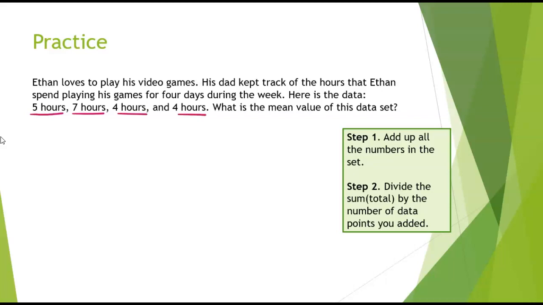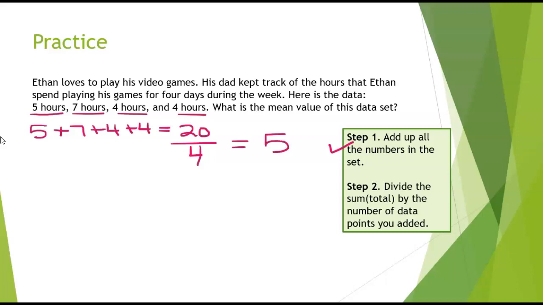So the first thing we have to do is we add them all up. 5 plus 7 plus 4 plus 4. And when I add those together in my calculator, I get 20. Now, that's step number 1. Step number 2, we have to divide this sum by the number of data points that we had. There's 1, 2, 3, 4. So we divide that by 4. Remember, fractions are just division problems. So in your calculator, you can put 20 divided by 4, and you're going to get an answer of 5.